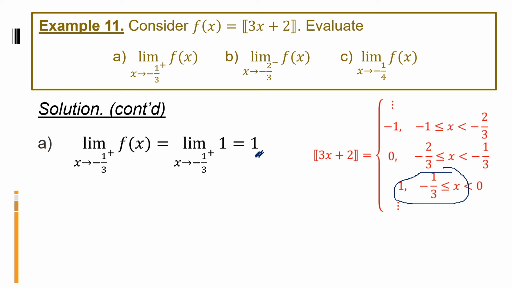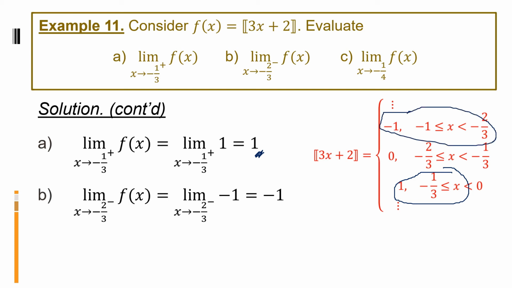Yung second part naman natin, we are evaluating the limit as x approaches negative 2/3 from the left. So negative 2/3 from the left is eto naman siya. So we have the limit as x approaches negative 2/3 from the left is actually the limit of negative 1, which is equal to negative 1. And finally, the limit as x approaches negative 1/4 of f of x. So makikita nyo dito, hindi naman nahati yung negative 1/4 natin, di ba? Hindi katulad sa negative 2/3, meron siyang less than, may greater than. Sa negative 1/3, may less than, may greater than. Pero yung negative 1/4, saan siya nakapaloob?